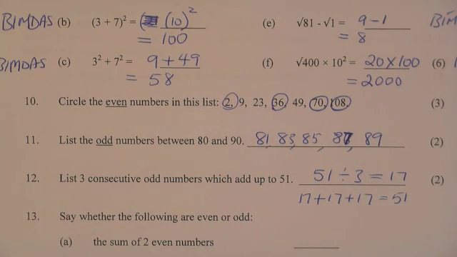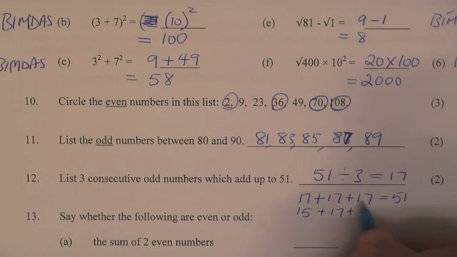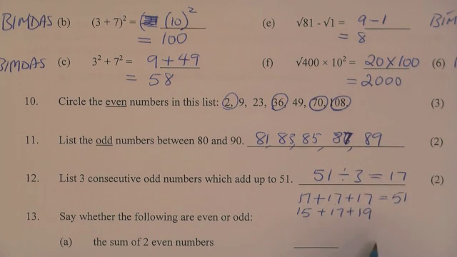Now we want 3 consecutive odd numbers. Well, if I leave 17 in the middle and I take 2 away from here, I get 15. Now if I add the 2 onto the 17 here, I get the next odd number, 19. 15 plus 17 plus 19 is going to be equal to 51, and that's what I need.